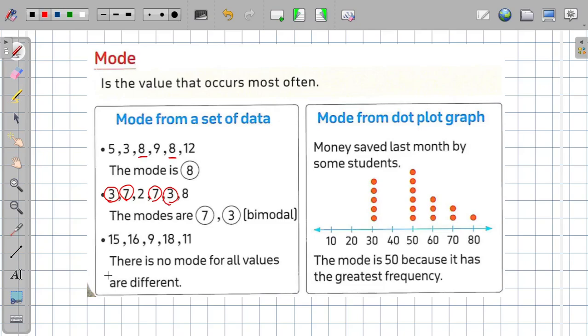If I want to find the mode in a data set represented by a dot plot, I will search for the value that is repeated the most times. In this example, I have 30 repeated 5 times, 50 repeated 6 times, 60 repeated 3 times, 70 repeated 2 times, and 80 repeated 1 time. So 50 is the mode of our data set because it is repeated more than any other value. The mode is 50 because it has the greatest frequency. Okay?